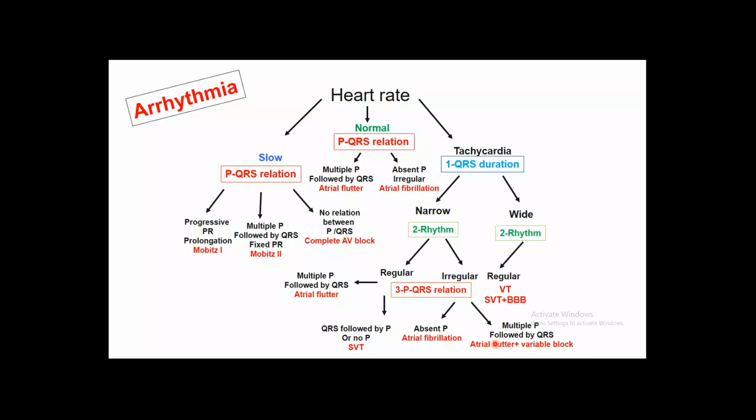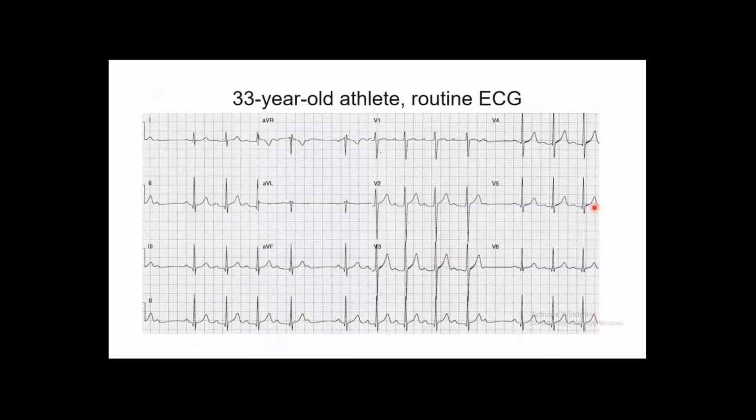Regarding wide complex tachycardia, if the rhythm is regular, the two broad differential diagnoses are ventricular tachycardia in 80% of patients, and in 20% of patients this might be supraventricular tachycardia with wide complex due to bundle branch block. If the rhythm is irregular, this also might be atrial fibrillation with Wolff-Parkinson-White syndrome or AF with bundle branch block.